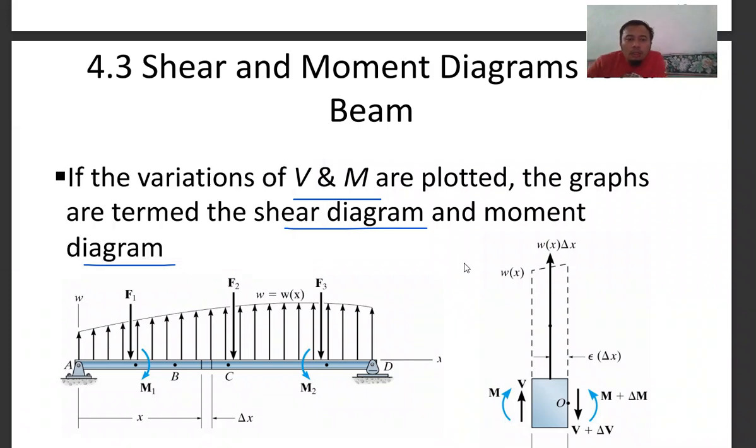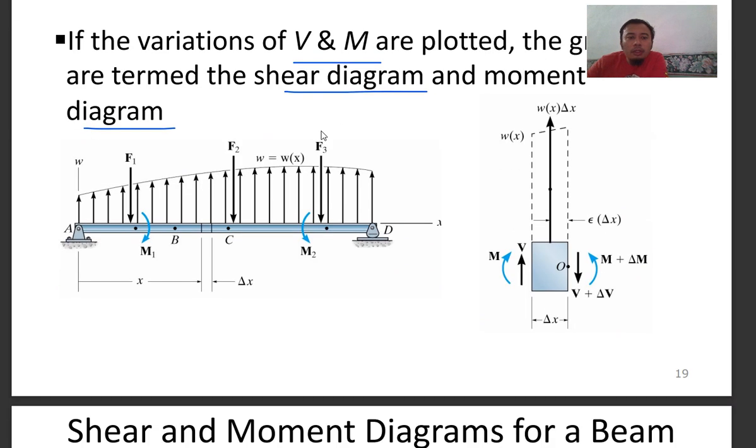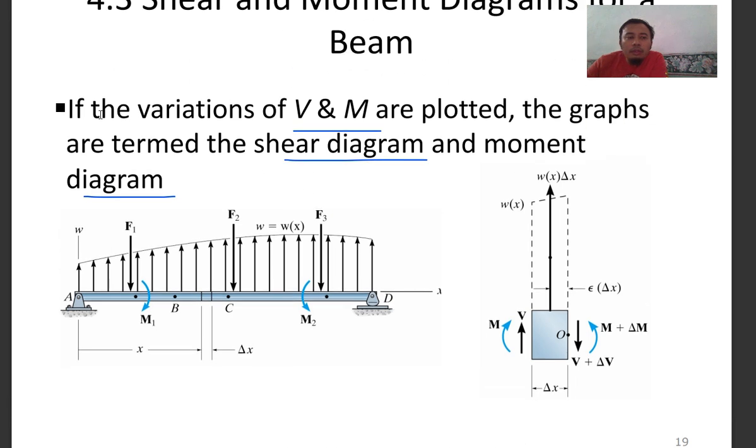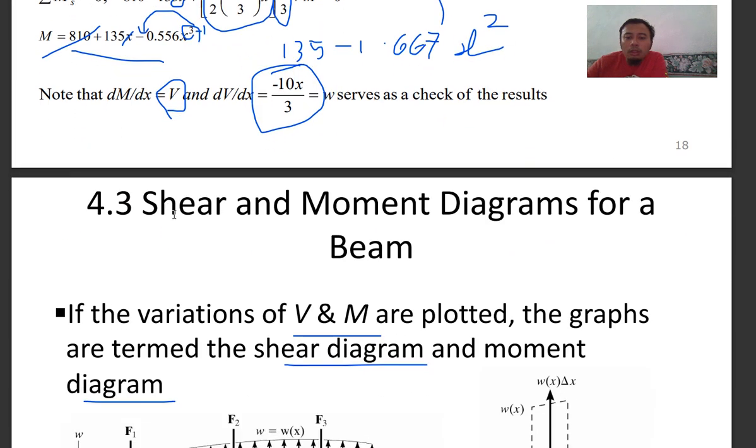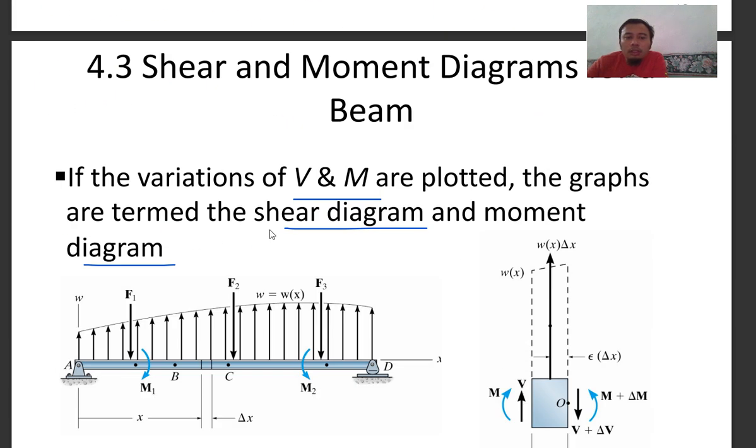Okay, we continue with the shear and moment diagrams for beams. We talked in the previous video that if the variations of V and M are plotted as functions on a graph, they are termed the shear diagram and moment diagram, or bending moment diagram.